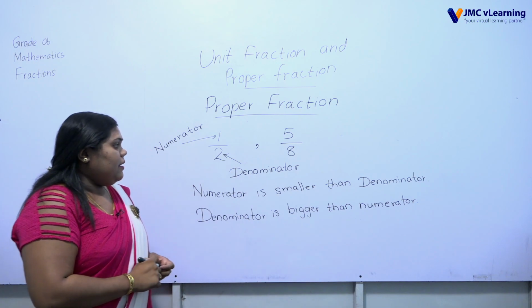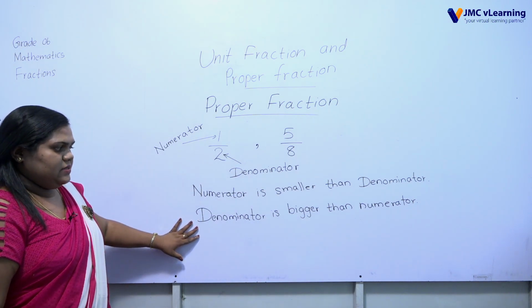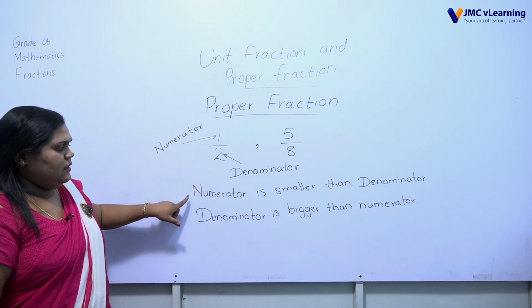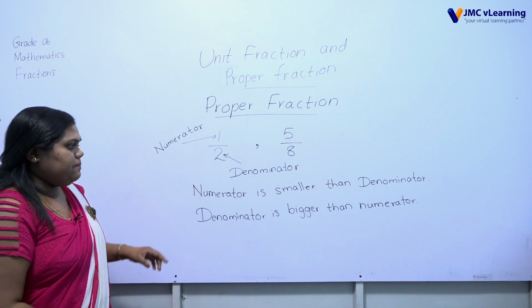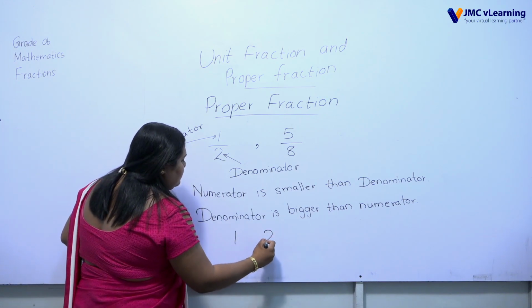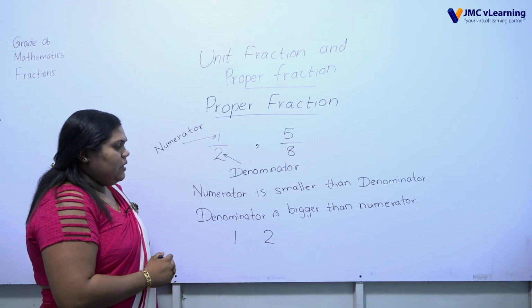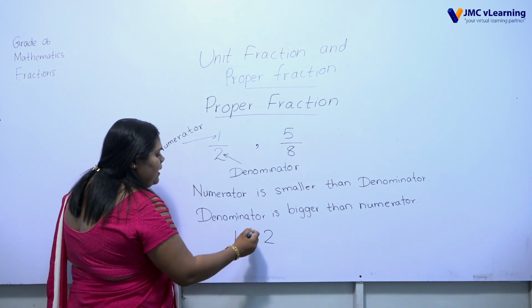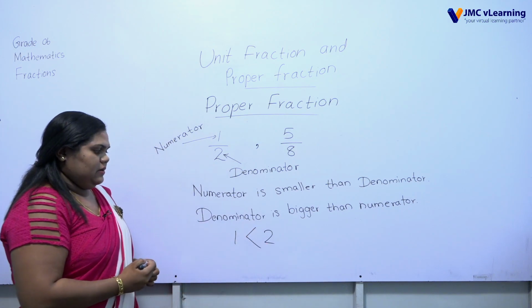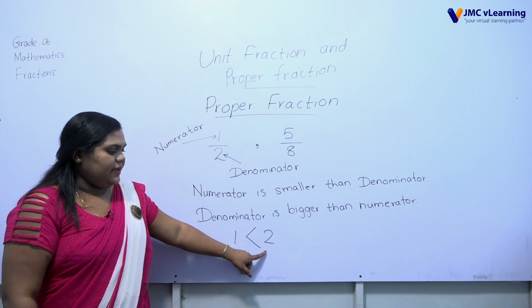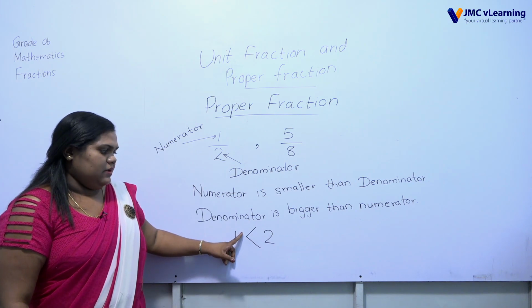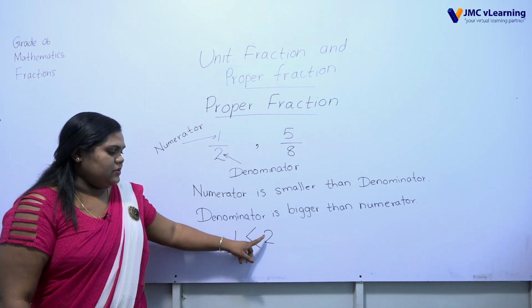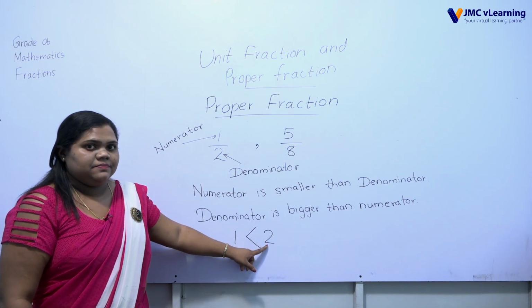We can write this in two ways like this. Now tell me, what is the denominator? 2. This 2 is bigger than 1. We can write this using this symbol. This open side shows the bigger side.